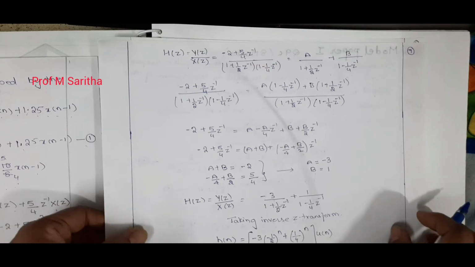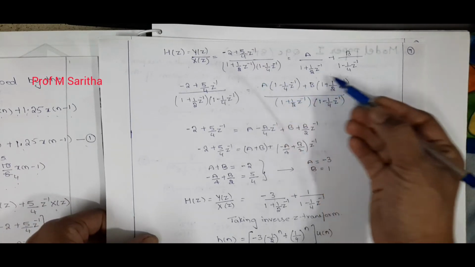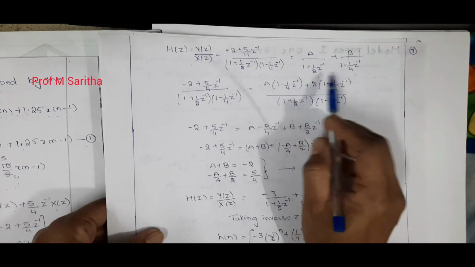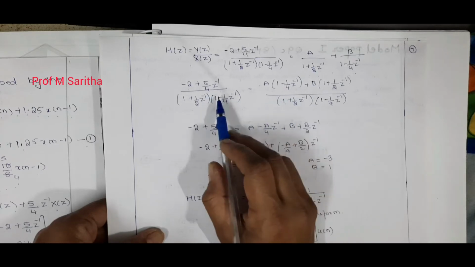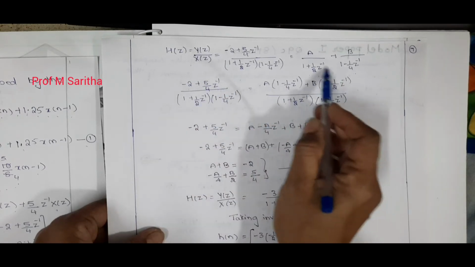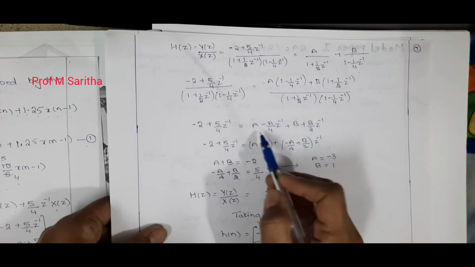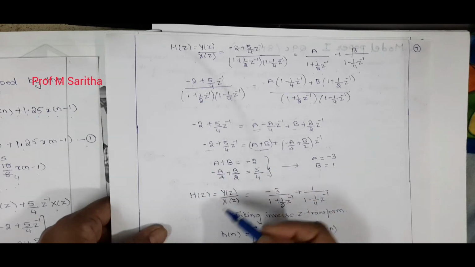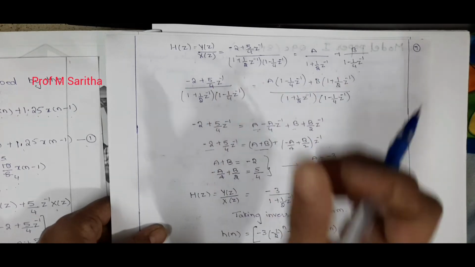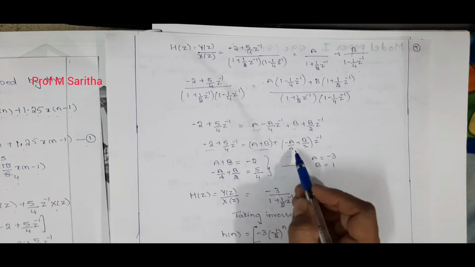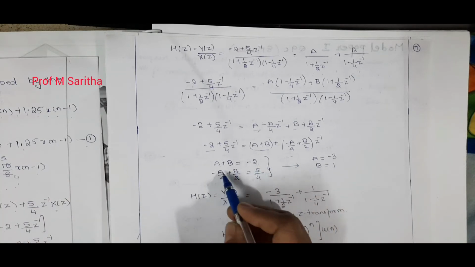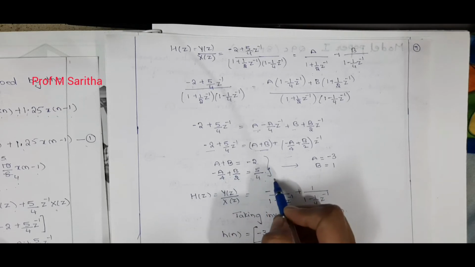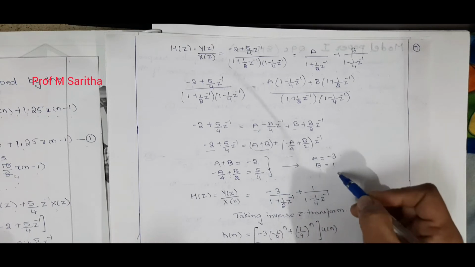Now similarly, splitting this expression by partial fractions, in the same method, a by something. Taking LCM and equating the numerators, a and b are constants. This constant is equivalent to this one, then only these two numerators will become equal. Now, a plus b is equal to minus 2, and minus a plus 4b plus b by 2 is equal to 5 by 4. Solving these two expressions, we get a equal to minus 3 and b equal to 1.